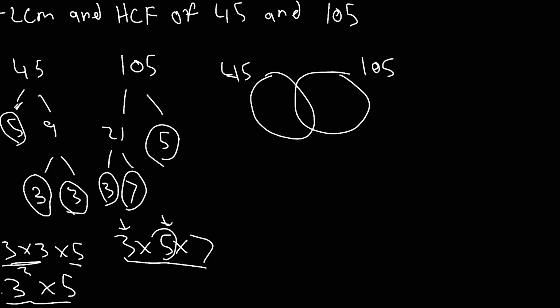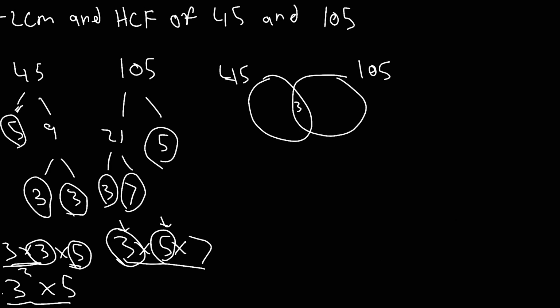And I can see that I have a 3 and a 5 being my common factors, common prime factors in both of these numbers. So I'd go ahead and put it in the middle, 3 and 5 over here. And then the remaining numbers, aka the extra 3 for the 45 and the 7 over here for the 105, we just write it in their respective circles. That is step 2 done.